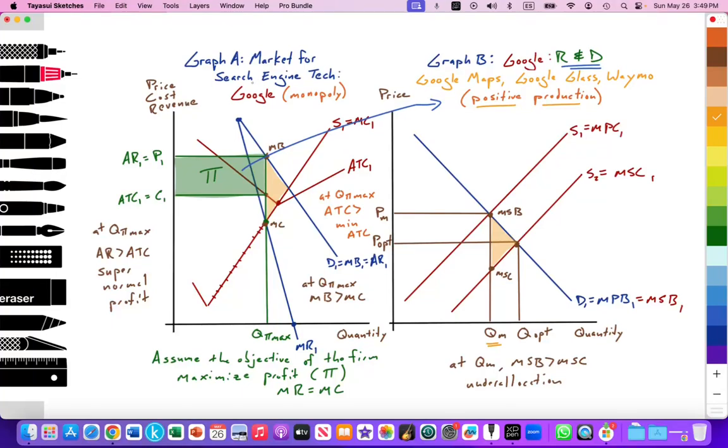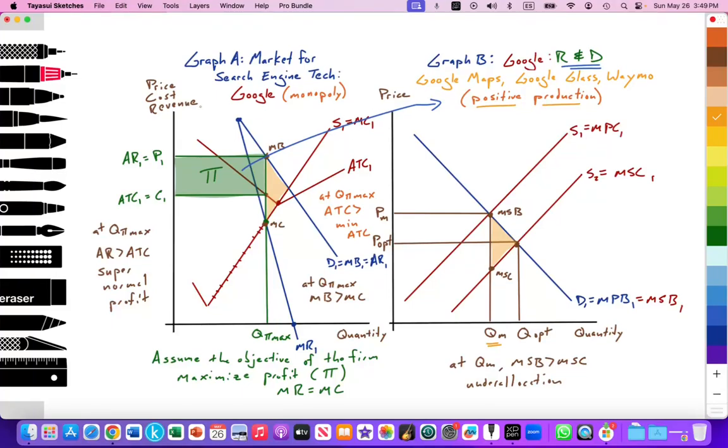So, this would be how I would explain it on a paper 1 type of exam or a paper 2. Graph A, we have the market for search engine technology. We're looking at one particular firm, that being Google, as a monopoly, that they have over 90% share within the European Union of search engine technology.